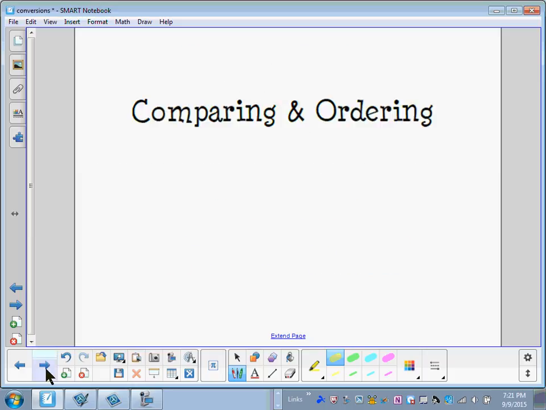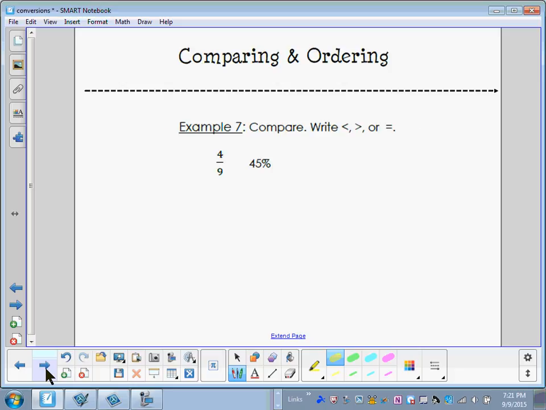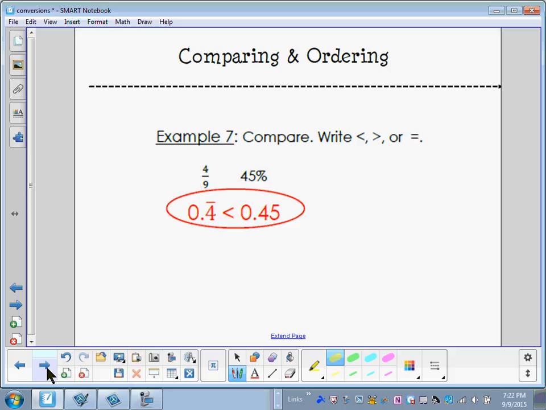Comparing and ordering. So don't look at the notes on comparing and ordering. We're going to just go ahead and have you try those examples on your own. So go ahead and try example 7. Compare. Write less than, greater than, or equal to: 4/9 compared to 45%. 4/9 is 0.4 repeating. 45% is 0.45, so 0.4 repeating is less than 0.45.